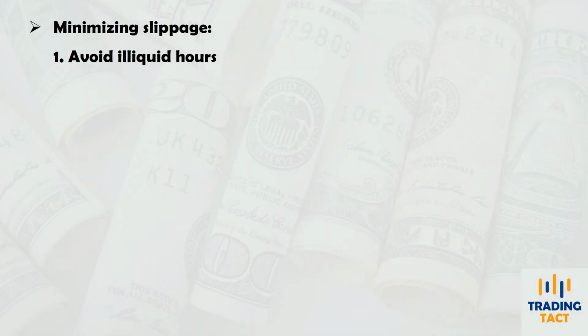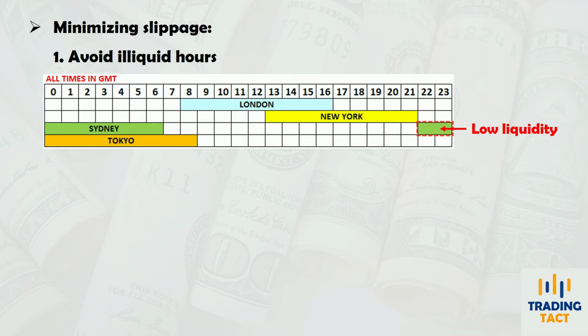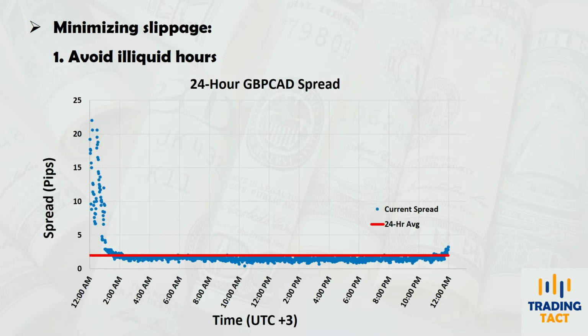Firstly, you can avoid trading during illiquid hours. The first hour after the New York close is typically the most illiquid period of the trading day. Your risk of slippage increases dramatically within this period. I previously measured the Pound Canadian spread over a 24-hour period. The drastic spread widening up to 20 pips shortly after New York's close illustrates the thin liquidity during this period. Preventing entries and exits in this window is a good way to minimize slippage.